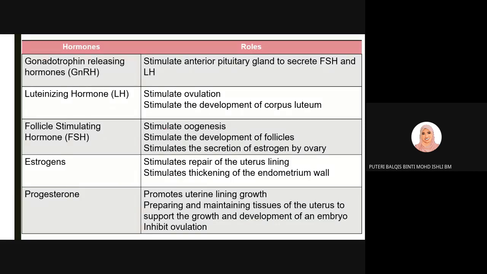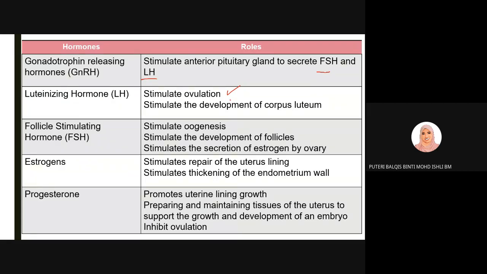Okay, so this is the hormones. Gonadotrophin releasing hormone. Okay, the function is stimulate anterior pituitary gland to secrete FSH and also LH. Luteinizing hormone, it will stimulate ovulation. Apa maksud ovulation ni?